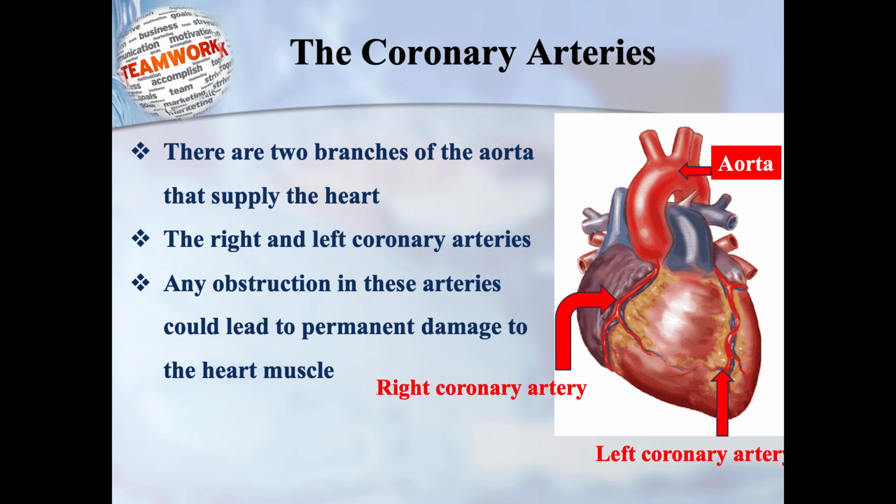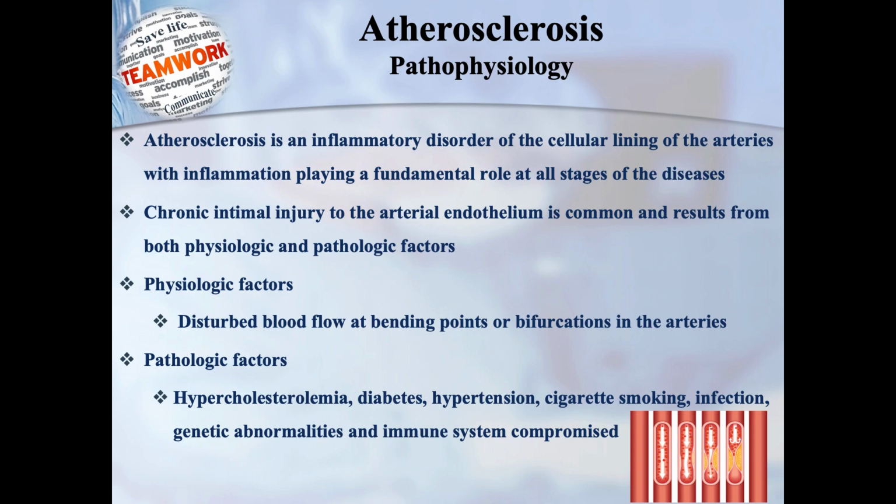We know that there are major arteries that supply the heart. The right and the left coronary arteries are the branches of the aorta. Obstruction or blockage of any of these arteries could lead to major and permanent damage to the musculature of the heart, also known as myocardium. One of the most common causes of the obstruction is atherosclerosis of the coronary arteries and their branches. So let's review atherosclerosis and look at its pathophysiology.